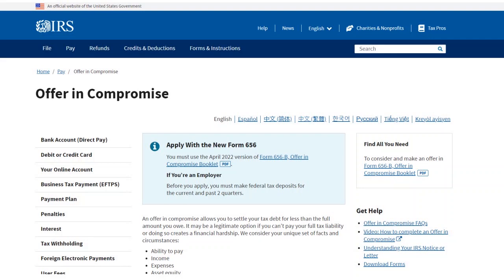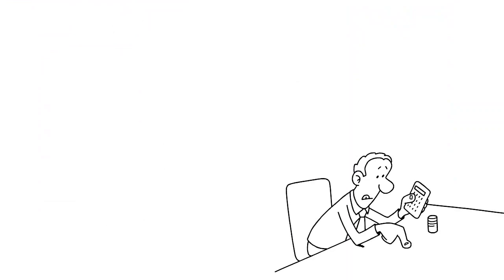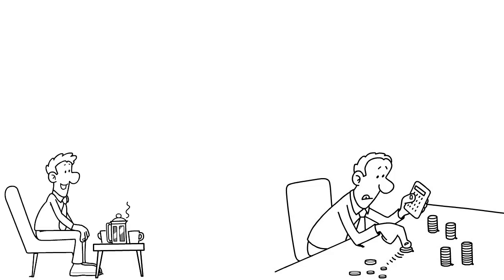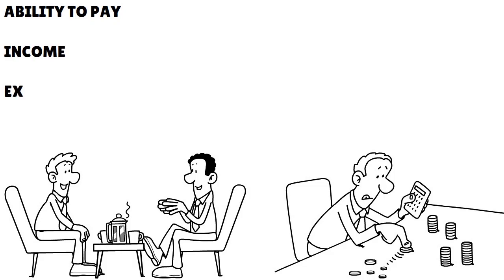An offer in compromise allows you to settle your tax debt for less than the full amount that you owe. It may be a legitimate option if you cannot pay your full tax liability, or doing so creates a financial hardship for you. The IRS will sit down with you, or have a conversation with you, and look at a constellation of criteria before approving you. They look at your ability to pay, your income, your expenses, and your asset equity.